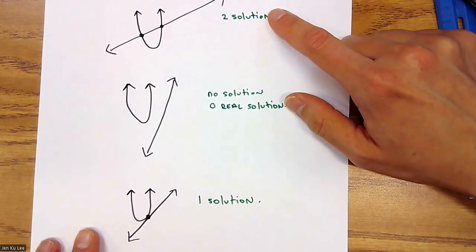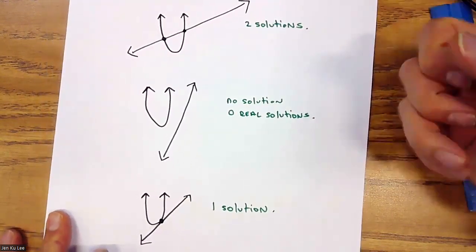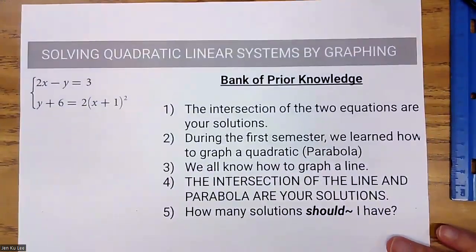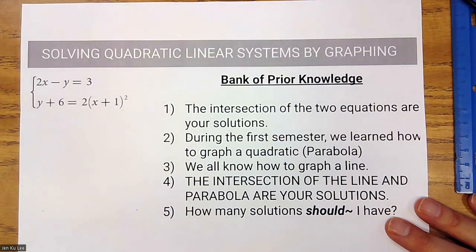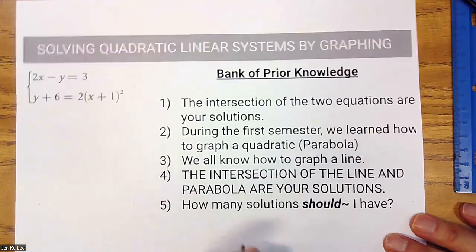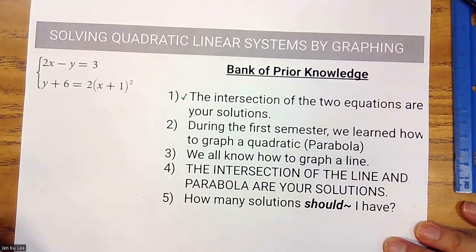So we're essentially doing the same thing, right? We're still working with a parabola, but we're just adding a line in a system involving that. So let's go over some graphing stuff, okay? Solving the quadratic linear system by graphing. We just talked about number 1, right? The intersections of the 2 equations are your solutions.